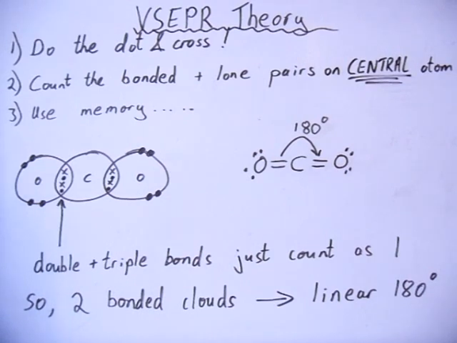Right, and in going through this theory there's three things that you're going to need to be able to do, so I've put them there. The dot and cross first, that'll be helpful because then you can quite clearly see the bonded clouds of electrons and the lone pairs. So we're going to be needing to count those on the central atom only. And then obviously the third thing is being able to use your memory, because you're not going to get that table in the exam. You do need to actually remember all the shapes.